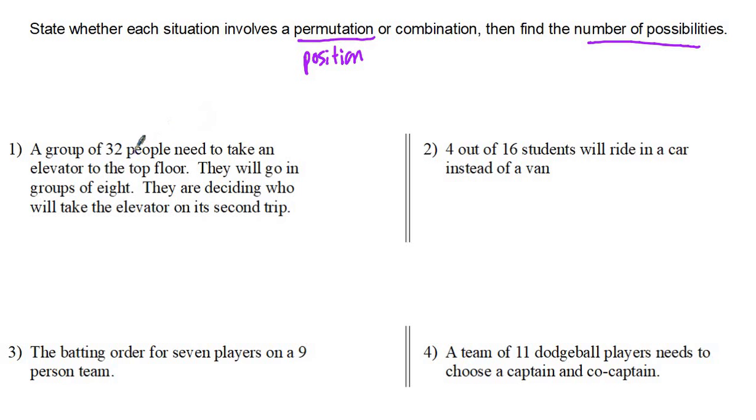So scenario one, 32 people need to take an elevator to the top floor. They will go in groups of 8, and they're deciding who will take the elevator on its second trip. That information, a lot of math problems, sometimes they give you information that you don't really need or care about. We don't care if it's the second trip or the fifth trip or the 29th trip. It doesn't really matter. We just care that they're going in groups of 8.